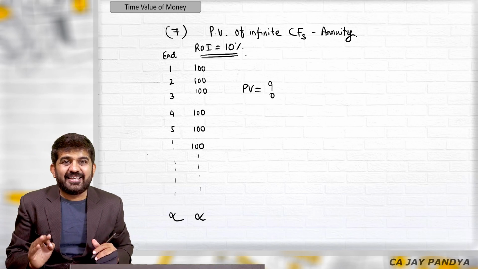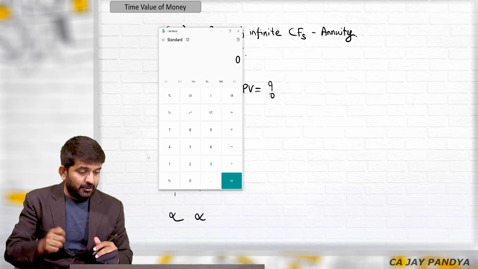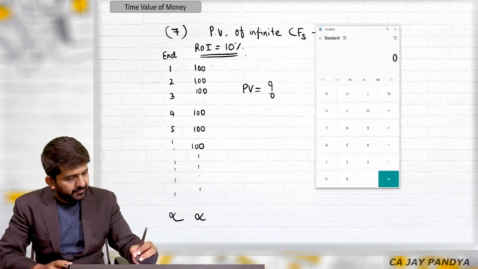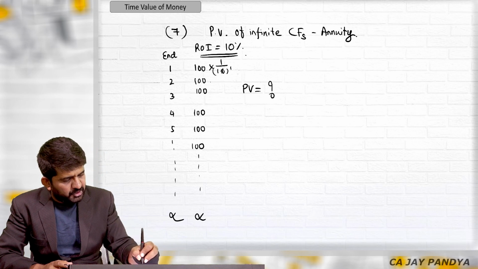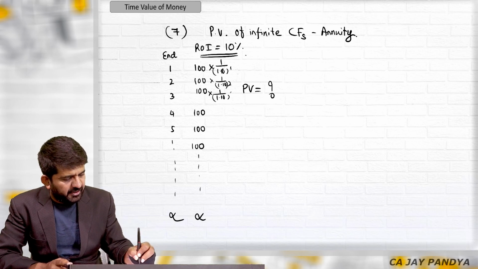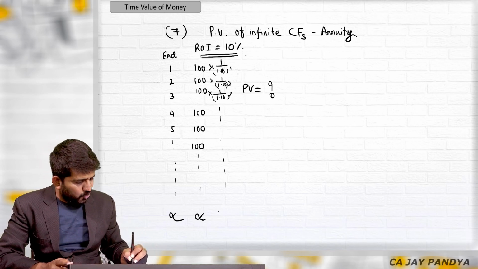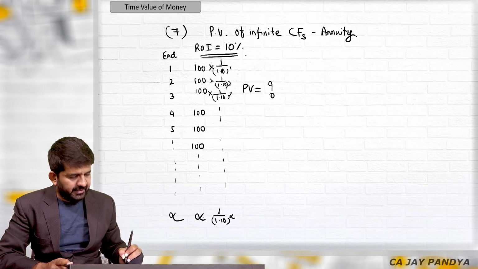Now mathematically it is impossible to find out. Why? I'll tell you what you will have to do. 1 divided by 1.10 raised to 1. 1 divided by 1.10 raised to 2, because I am finding out present value. 1 divided by 1.10 raised to 3. And so on, 1 divided by 1.10 raised to infinity.